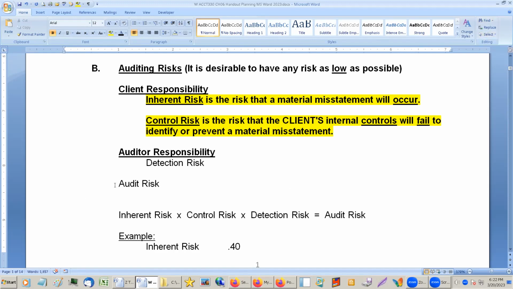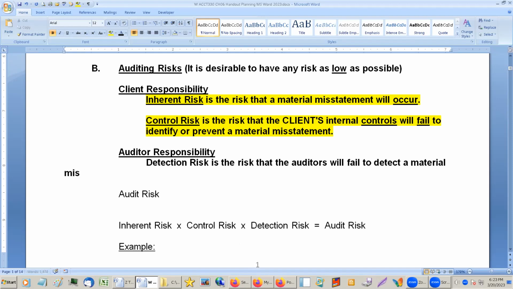Okay, the auditor's responsibility is for detection risk. It is the risk that the auditor will fail to detect a misstatement.